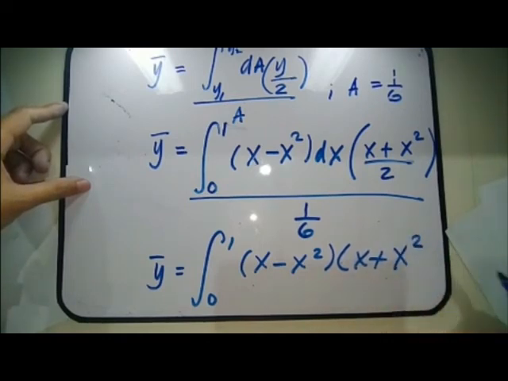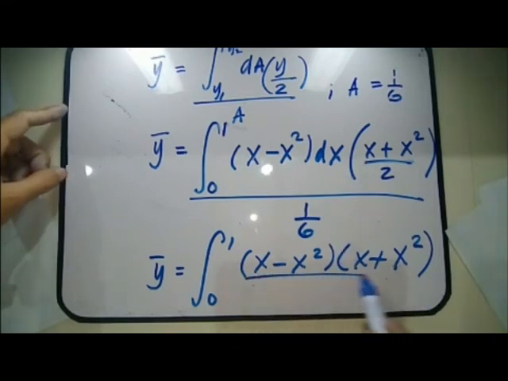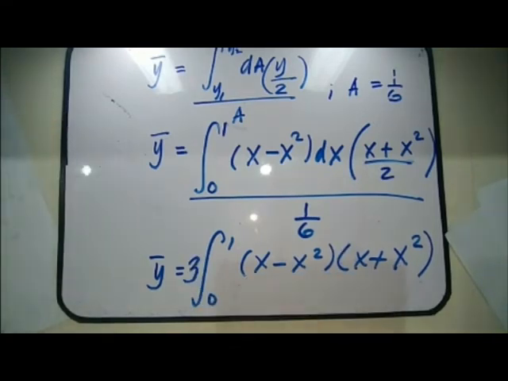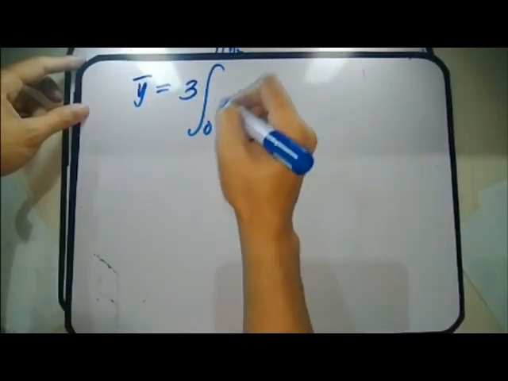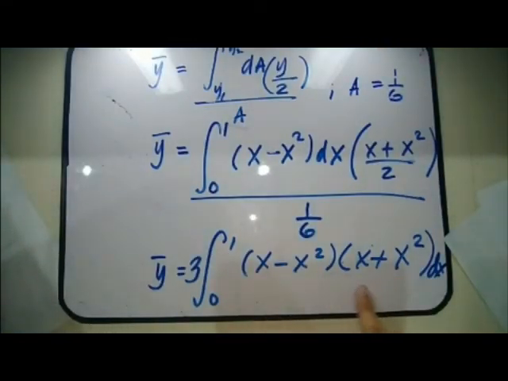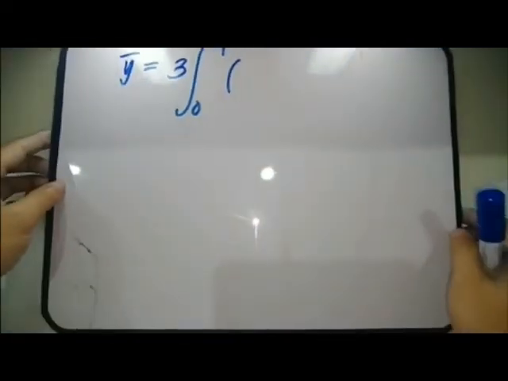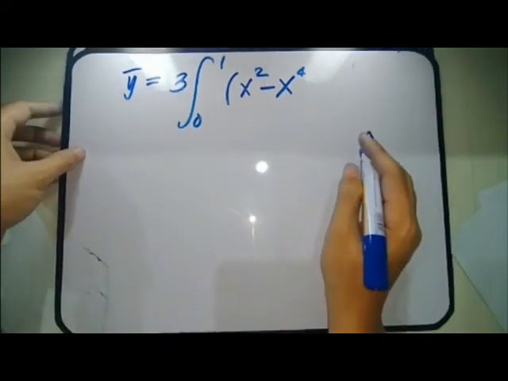So 1/3, so itaas natin yung 3, magiging times 3 siya. That is x minus x squared times the quantity x plus x squared differential of x. So y bar equals, so 3 times the definite integral of, so ito guys, so i-simplify natin. We have here x squared minus x raised to 4. So plus minus kasi yung sign niya. So pag in-expand, magiging x squared minus x raised to 4. We have here differential of x.